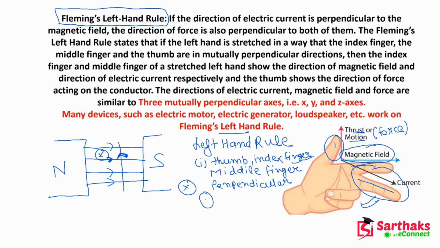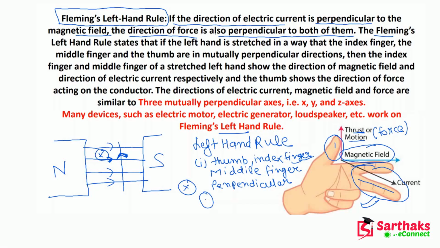And when we see some questions on it, then definitely we will be masters at finding out the direction of the force. Now here is some theory. The same thing is written: if the direction of electric current is perpendicular to the magnetic field, then the direction of force is also perpendicular to both of them.